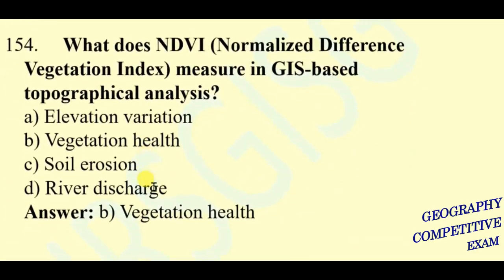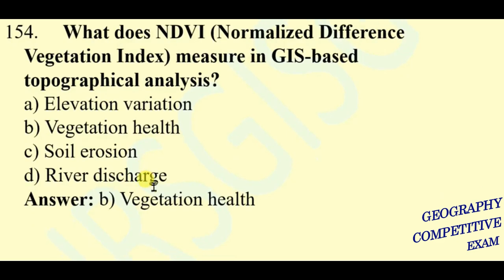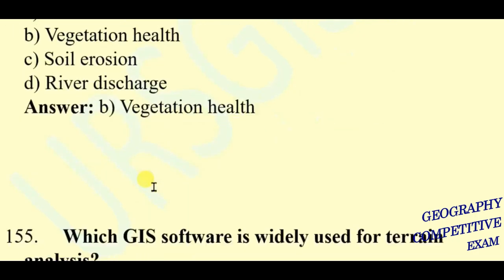Question 154. What does NDVI, normalized difference vegetation index, measure in GIS based topographical analysis? Elevation variation, vegetation health, soil erosion, river discharge. Here the right answer will be vegetation health.